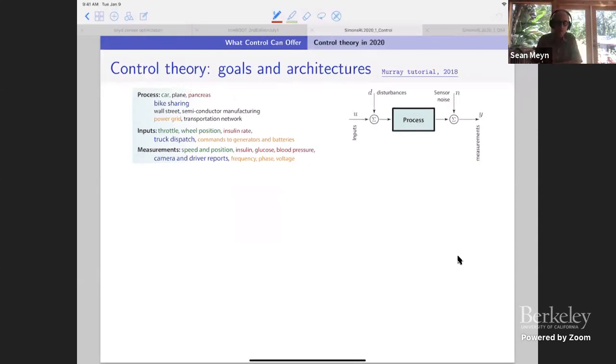So this is basically stolen from Richard Murray's tutorial. And this is just like right out of a reinforcement learning talk: bike sharing, airplanes, the pancreas, an artificial pancreas, Wall Street. I was involved in semiconductor manufacturing, like scheduling problems. All these things are the process. And we have inputs or actions, which you all know about. This could be throttle or wheel position in a car. And then we have measurements. And the measurements are noisy. So the measurements could be the speed and position of the car and so forth. Okay, so that's lecture one in a control course for undergraduates at senior level.